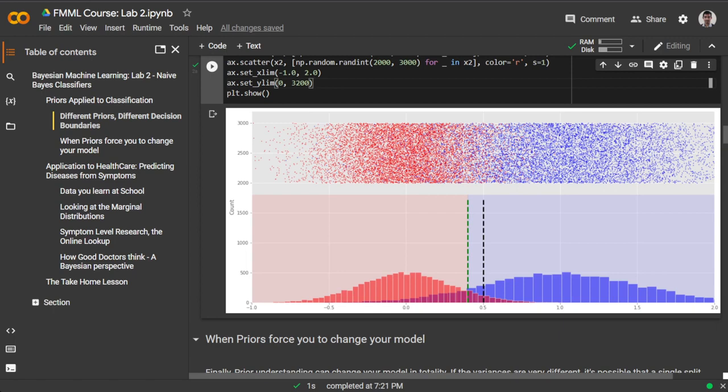And therefore, the decision boundary must shift to the left. This is because any point at 0.5 is equally an outlier for the red class and for the blue class. But since the blue class is more likely to have outliers, if you want to attribute this outlier to someone, you would much rather attribute it to the blue class than to the red class.